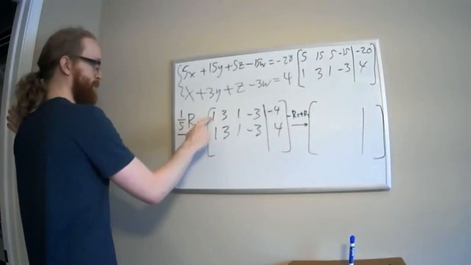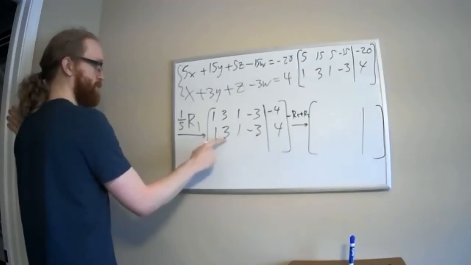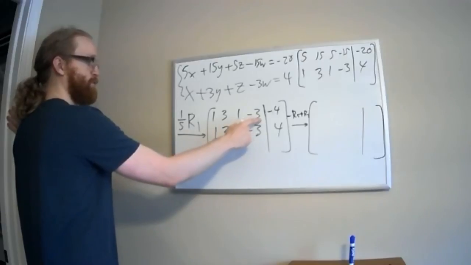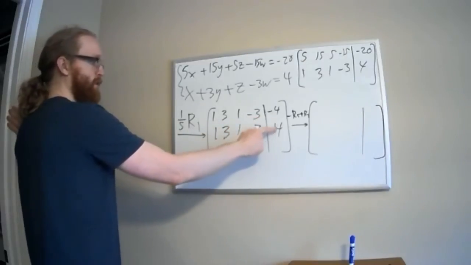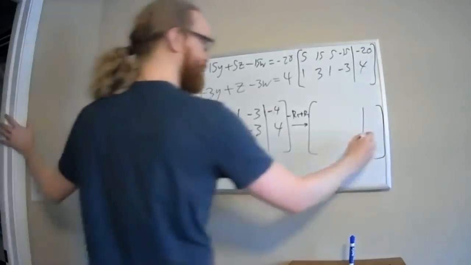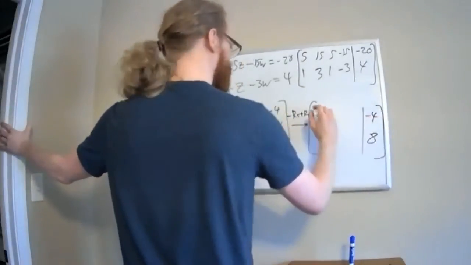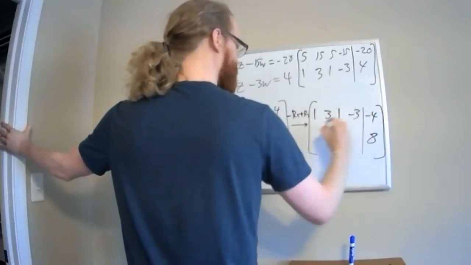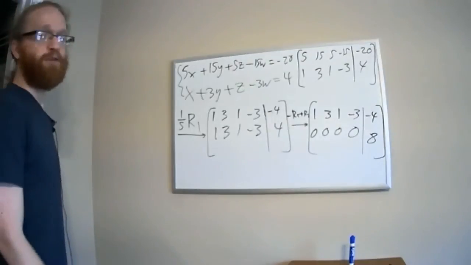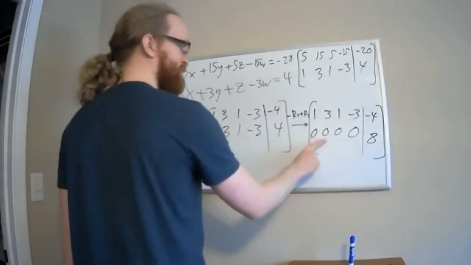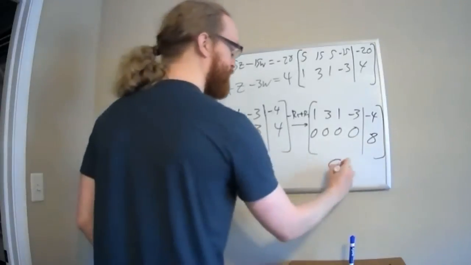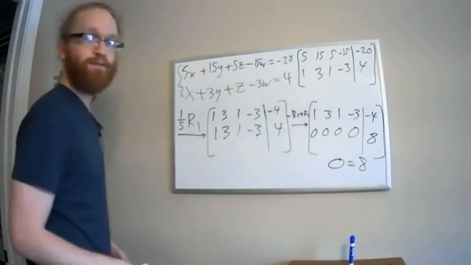What's going to happen? Well, 1 plus negative 1 is 0. 3 plus negative 3 is 0. 1 plus negative 1 is 0. Negative 3 plus 3 is also 0. And then 4 plus negative 4 is 4 plus 4, which is 8. So actually, I sort of lied to you. We won't have arbitrary parameters because this has no solution, because this row is zeros with an 8. So this last equation would tell me that 0 equals 8, which of course doesn't make any sense.